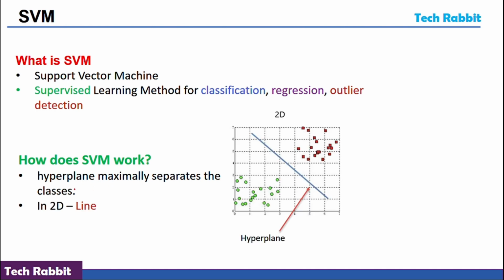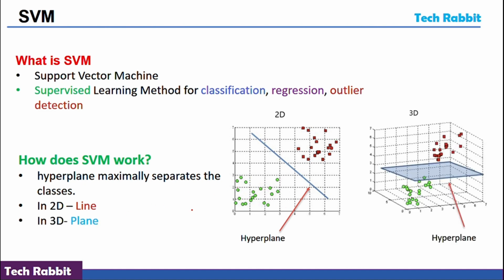So let's say we have a 2D plane where the points are red and green. This can be divided by a hyperplane, and the hyperplane is such that it has the maximum distance between the two classes of red and green points. I will explain in the next slide how it defines the hyperplane. In 3D you will find a plane that divides the classes.